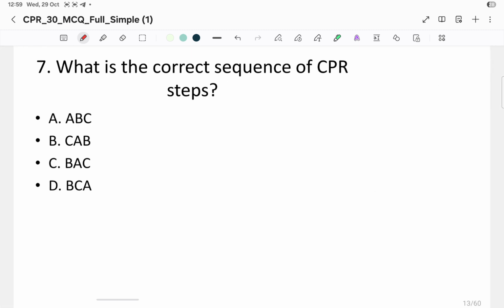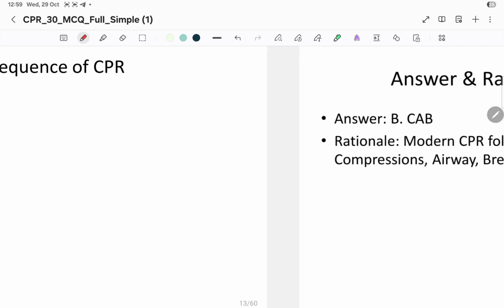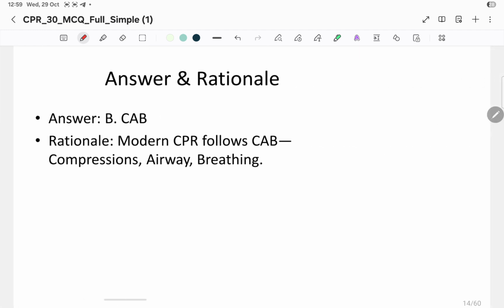Next, what is the correct sequence of CPR steps? Option A, ABC, B, CAB, option C, BAC, and option number D, BCA. And the correct answer is option number B, CAB. That is circulation, airway, and breathing. Circulation or compression, then airway, then breathing. CAB.